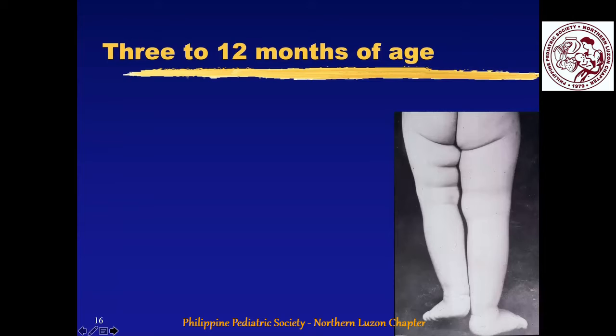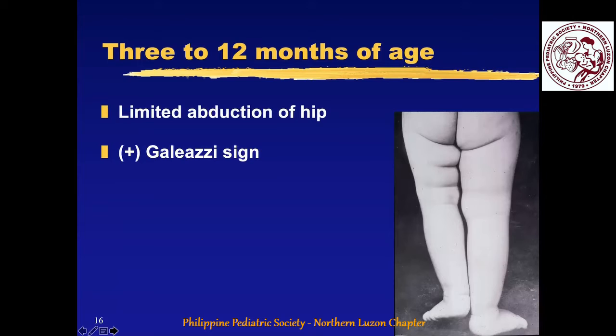A bit later on, when the patient is 3 to 12 months of age or starting to walk, you will be able to examine them from the back and still note the same asymmetric thigh folds, as seen in this picture. You'll note when you do your physical exam that there is limited abduction of the hip. The Galeazzi sign may still be positive, and you'll note that there is a leg length discrepancy of the child.